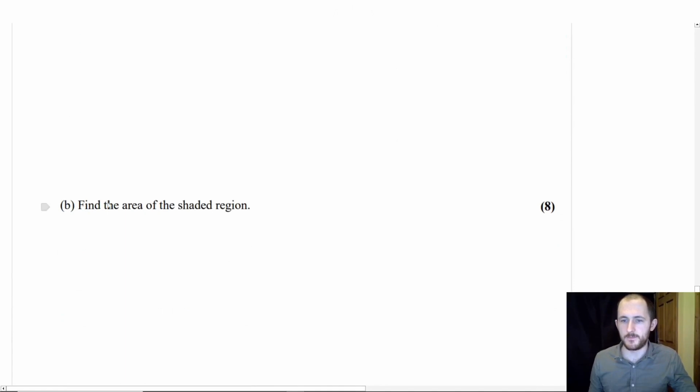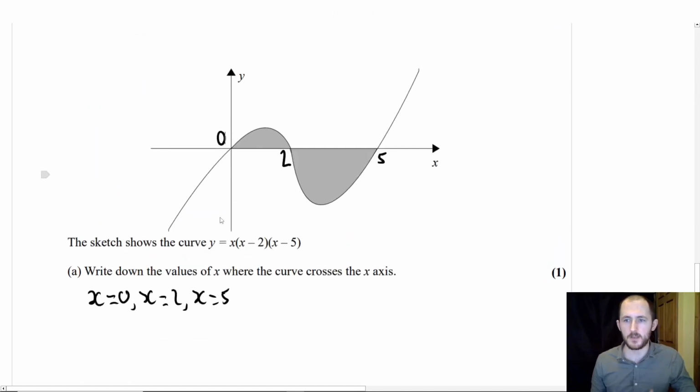Part B, find the area of the shaded region. 8 marks. Hot damn. That's pretty big, right? So, again, these questions are pretty tricky. They're pretty long, which is why they give you such a ludicrous amount of marks. But let's think. You might be tempted to integrate this between 0 and 5, and that will give you the area between the curve and the x-axis. Yeah, that's kind of what I said it would happen, but I actually said something else, right?